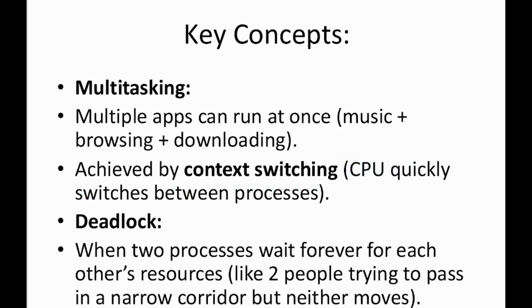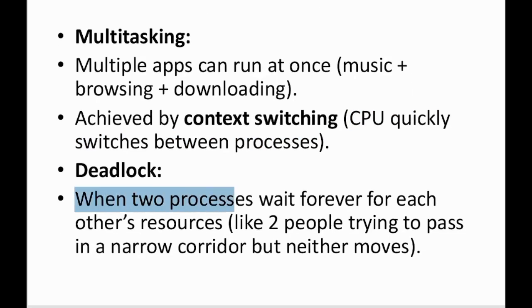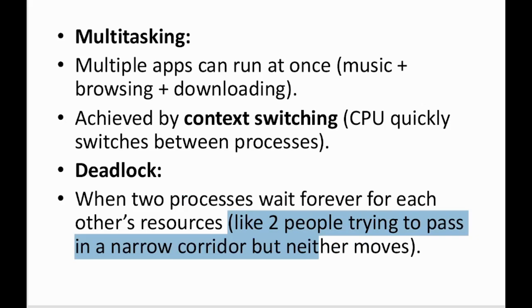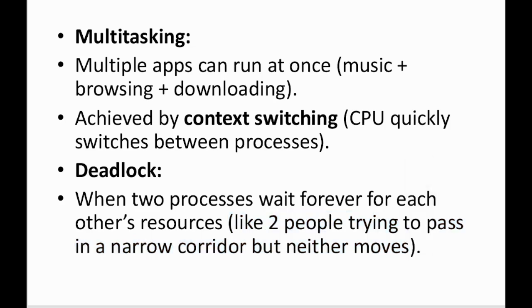Deadlock is when two processes wait forever for each other's resources. No one is able to get the resources because one is waiting for the other and the other is waiting too, each saying once the first completes its task, then I will work. So this is deadlock, like two people trying to pass in a narrow corridor but neither moves.